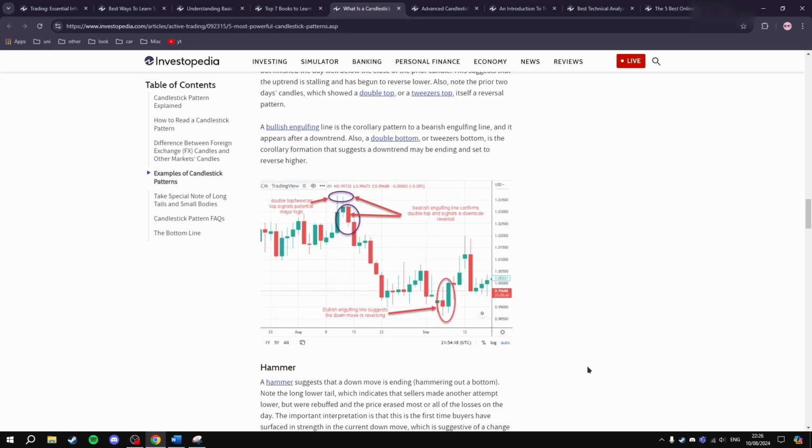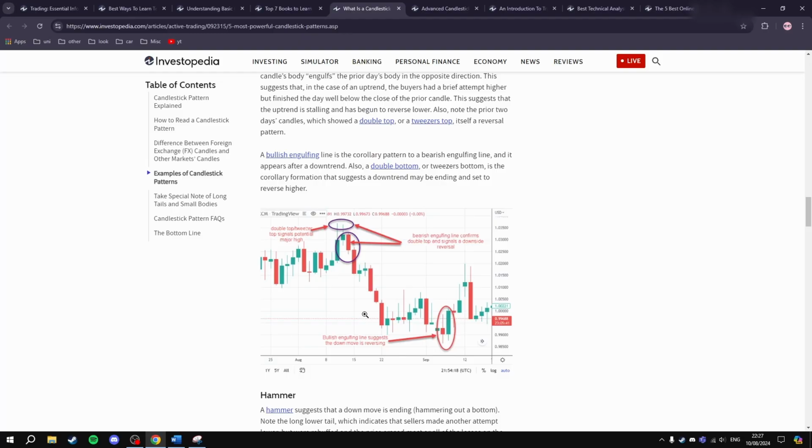Right? But I don't know how long that's going to take, because it looks like this one's going up. So yeah, this one's open, close.